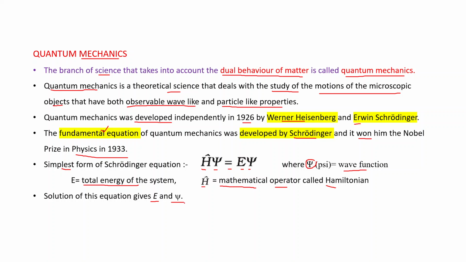Dear student, at this level we are only discussing the simplest form of the Schrödinger equation. Its solution is very difficult and requires a high level of mathematics and quantum physics. Okay.